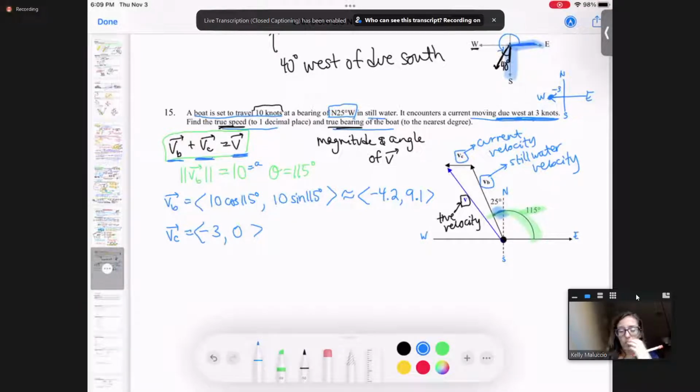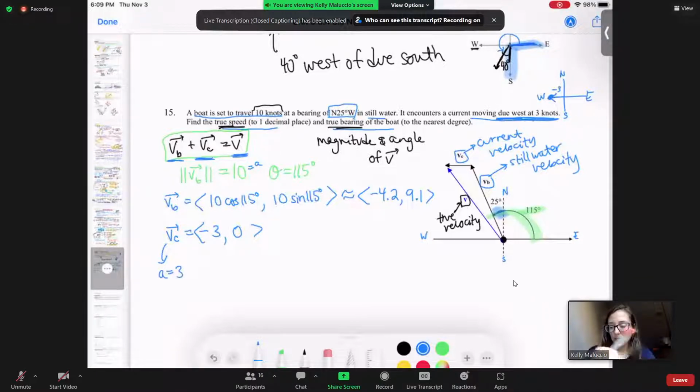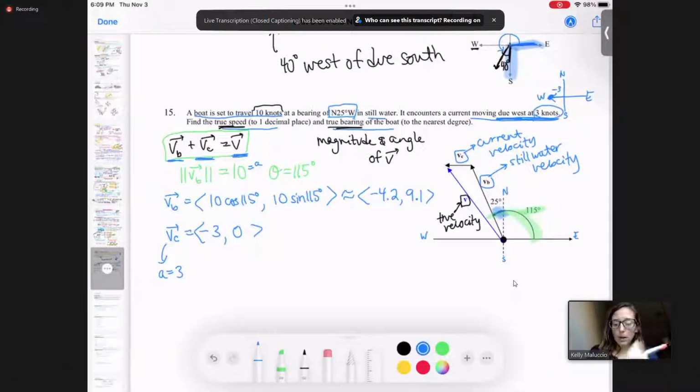Or no, I'm sorry. You could say that A is 3 and then theta. So another way to find this, if you weren't really sure, your A is 3 because they give you the 3 knots, but your theta, look at what direction west is. Your theta is 180 degrees. And so if you do this, you get 3 cosine 180, which is -1. So you get -1 times 3, right? And then you get 3 sine of 180, which sine is 0. So you get 0. So this is how I also computed that, if you're wondering how the heck do you figure that out.